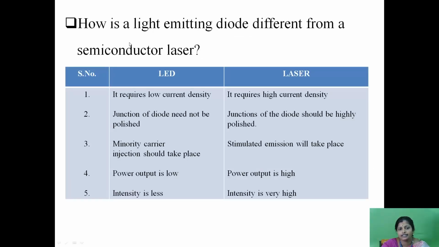How is a light emitting diode different from a semiconductor laser? The light emitting diode requires low current density, while the laser requires high current density. The junctions of the LED need not be polished, while the laser diode is highly polished, and laser beams are produced from both sides. Minority charge carriers are injected into this material, followed by recombination of electrons and holes. When the stimulated emission process occurs, laser beams are emitted. In the LED, power output is low and intensity is less; in the laser, power output is high and intensity is very high.